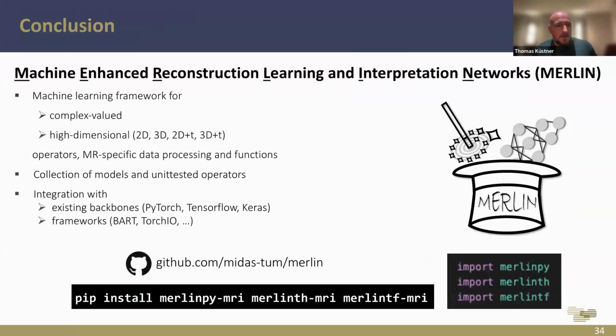So with this, I want to conclude. I hope you saw that the MERLIN package can be quite helpful for working with complex valued and high dimensional data. It's a collection of different operators that are primarily MR specific, with data processing and certain functions. We have integrated this with existing backbones like PyTorch, TensorFlow, and Keras, and are further integrating it with other frameworks like the BART toolbox and also TorchIO for the data pipeline, without reinventing the wheel here.